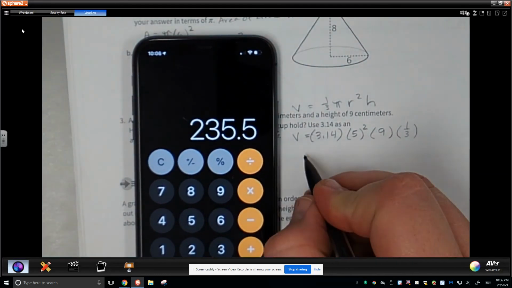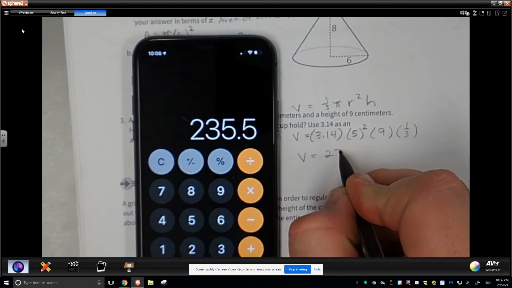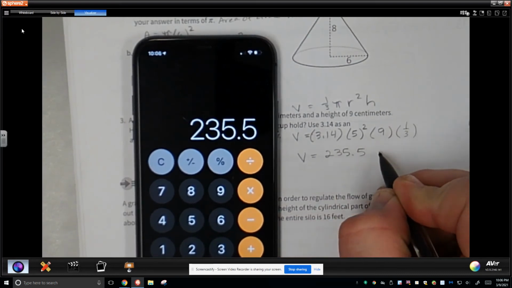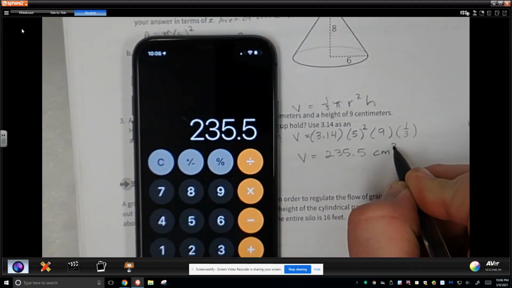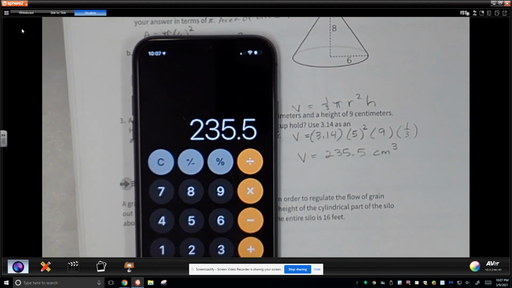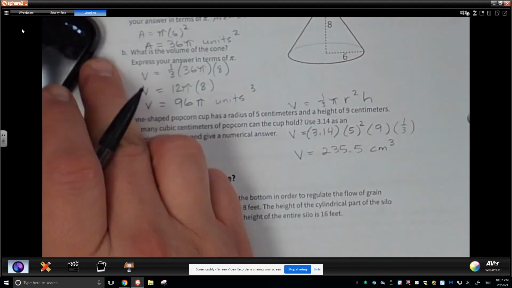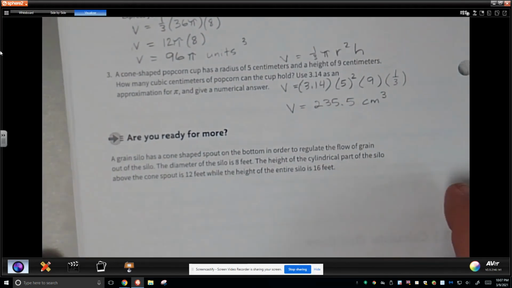And I get the total volume of 235.5 centimeters to the third power. There we go. Quick as that, simple as that. If you're ready for more, you can give this one a shot.